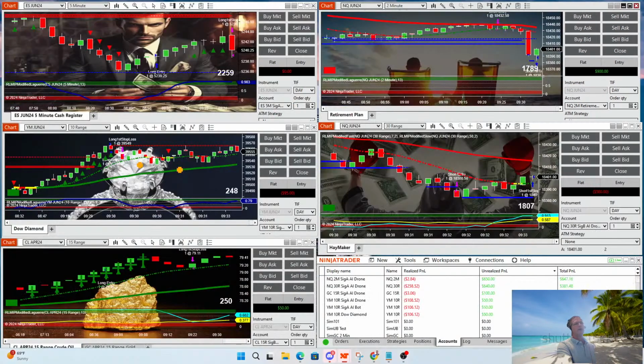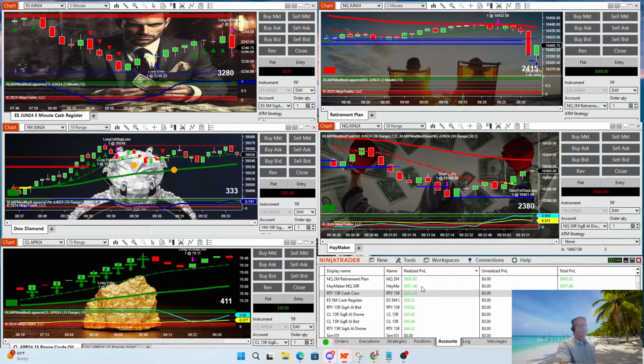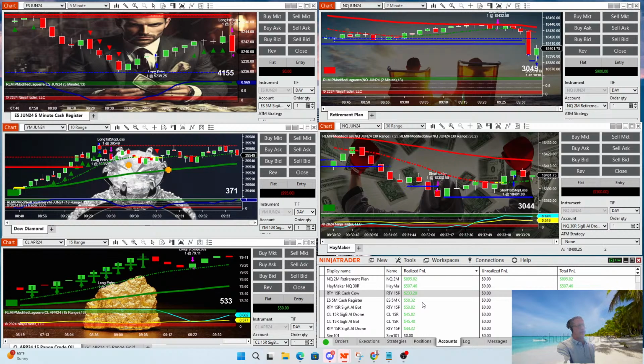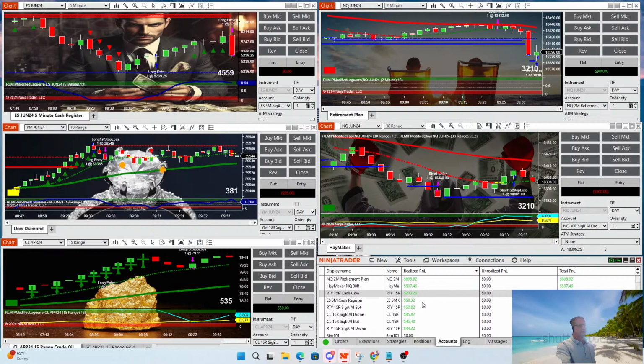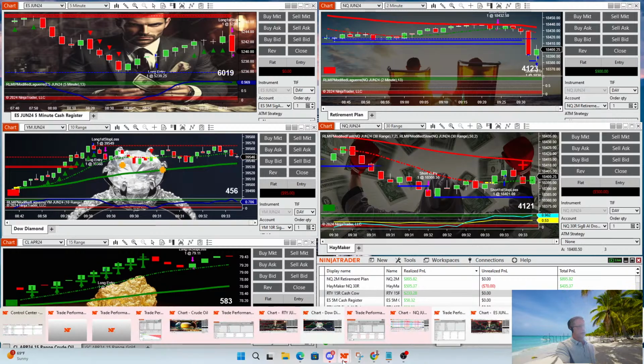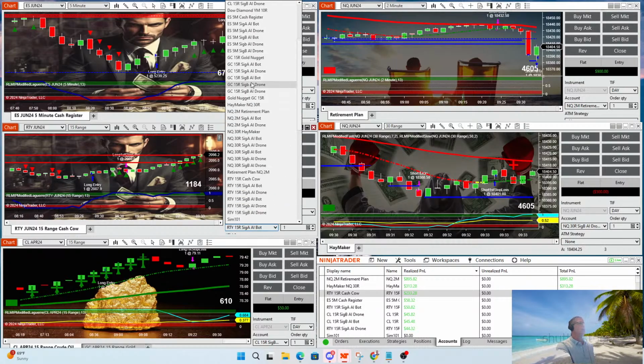So looking at my accounts, the top ones are the Signal A retirement plan and the Haymaker on the NASDAQ. That Russell, the cash cow, is something to keep an eye on. So let me see if my Russell chart is somewhere around here. And we'll put that on the cash cow.